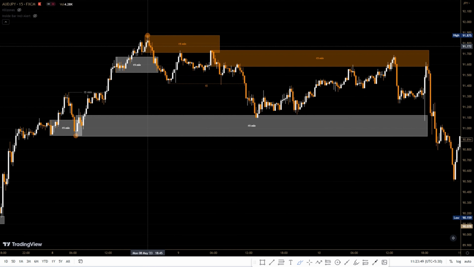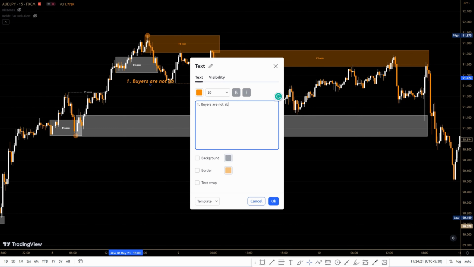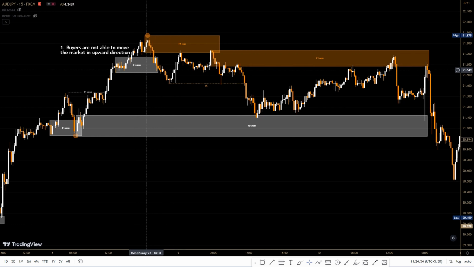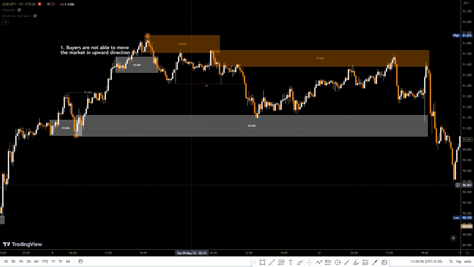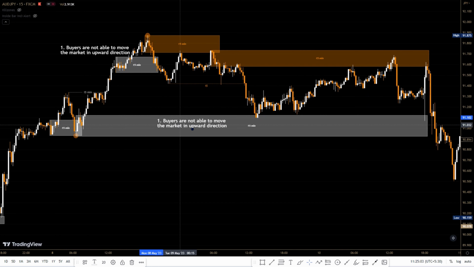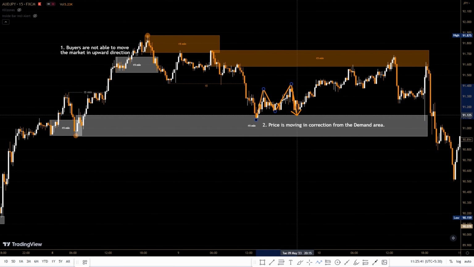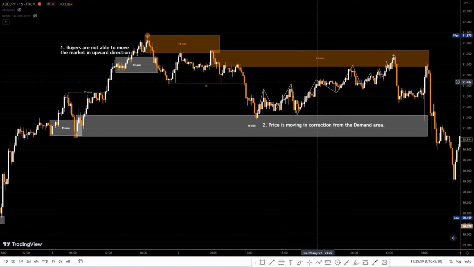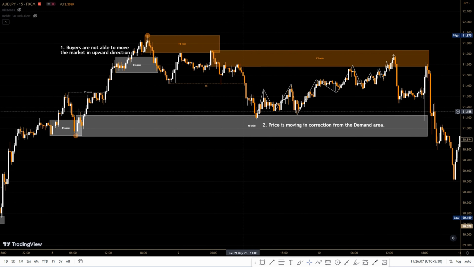So we can see that after confirmation from these three things, this is the first thing: the buyers did not control the market. Buyers are not able to move the market in the upward direction. Now, where is the second indication? Price is moving in a correction from the demand area. This is not the sign while we move in the upward direction. You have to understand that if the price steps into this demand area, then the buying volume suddenly enters the market. So here we can see that the volume is not that good from the buyer's side.